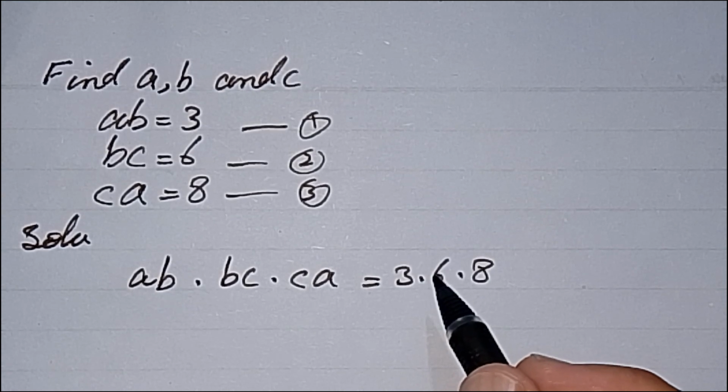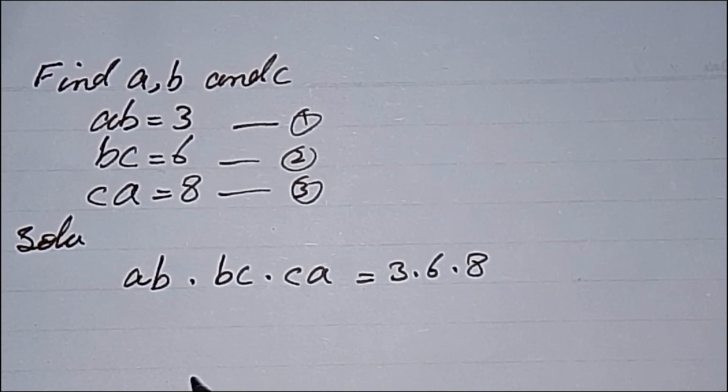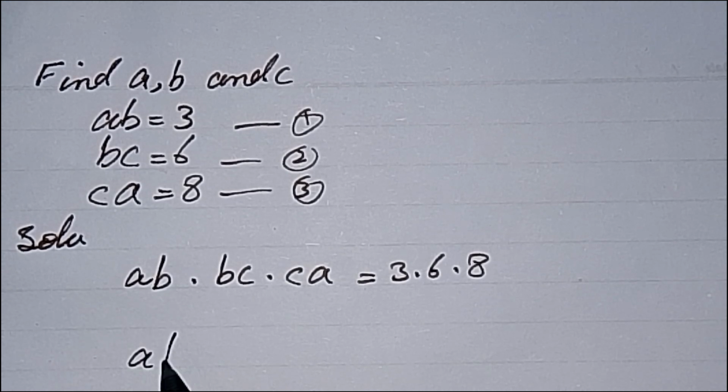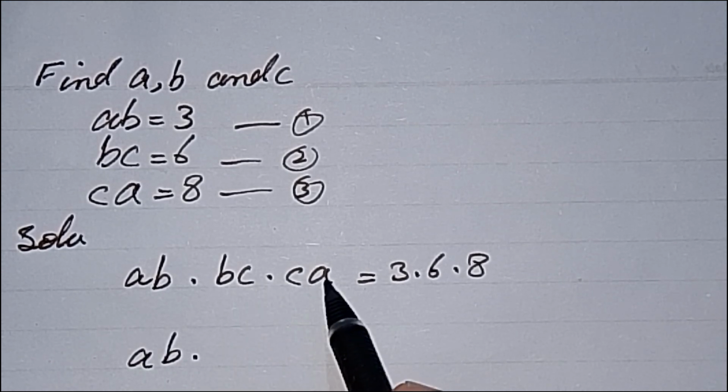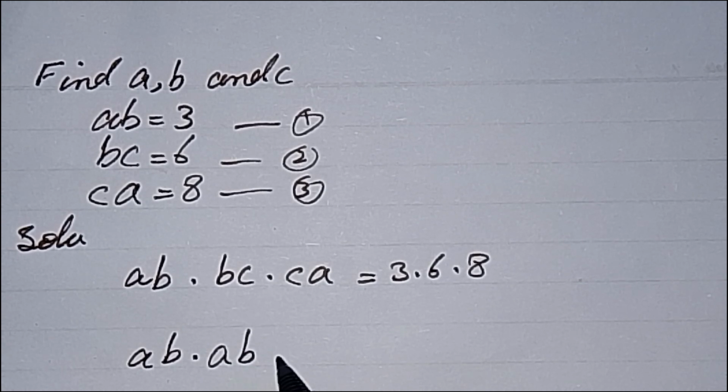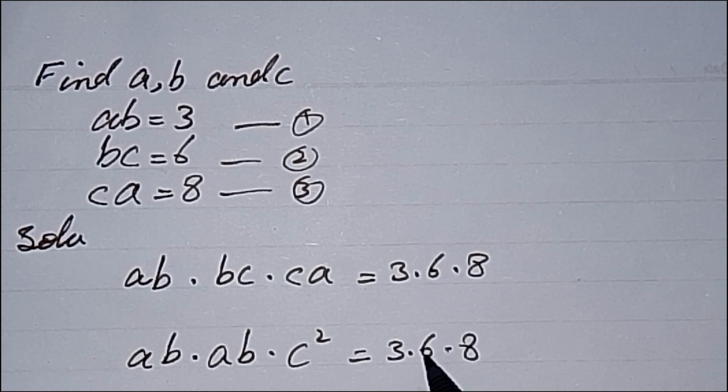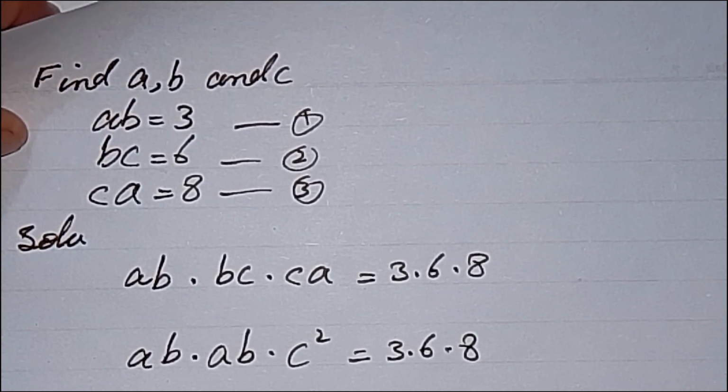Now, a, b and this ba is also equal to ab, so we get ab into c square, equal to 3 into 6 into 8. Now the value of this ab is equal to 3. So this is 3 into c square is equal to 3 into 6 into 8.